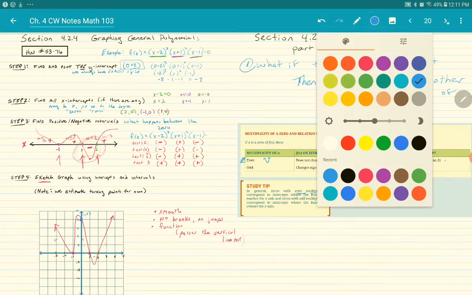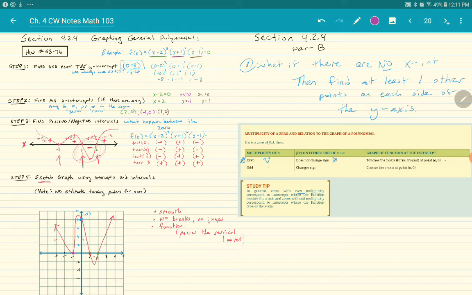All right, and then what about when it's odd? You can think about your x cubed graph. With our x cubed graph, at that zero, it actually crosses. So it changes sign. So look at the example we did on the last recording. Our zero of 2 had a multiplicity of 3. So that means at our zero of 2, we should be changing sign or crossing the x-axis.